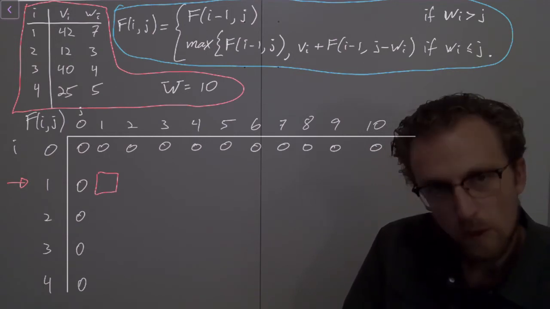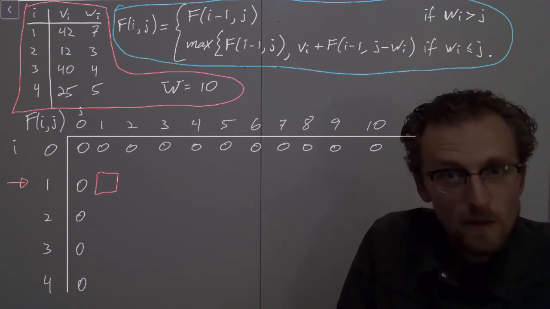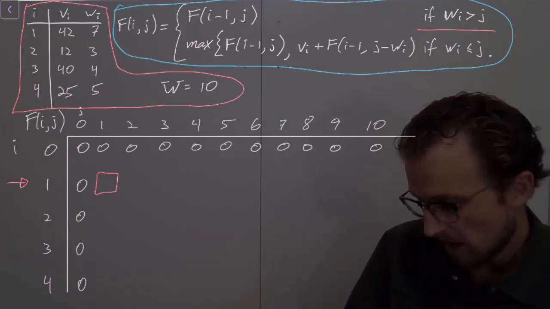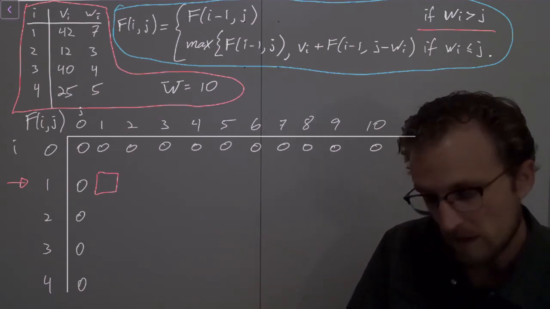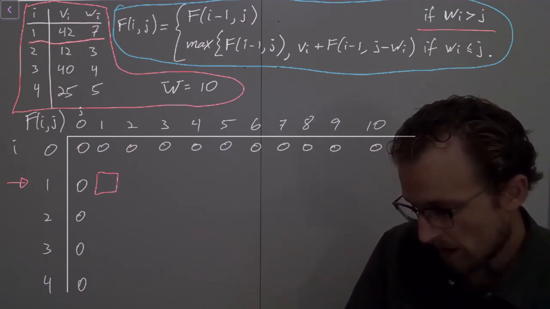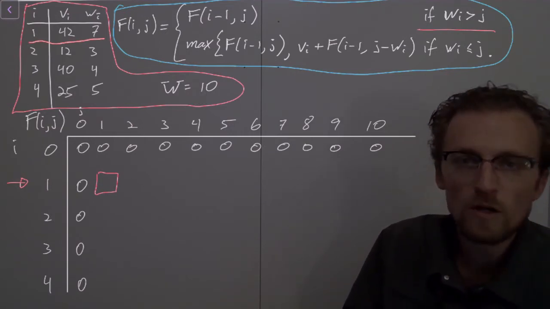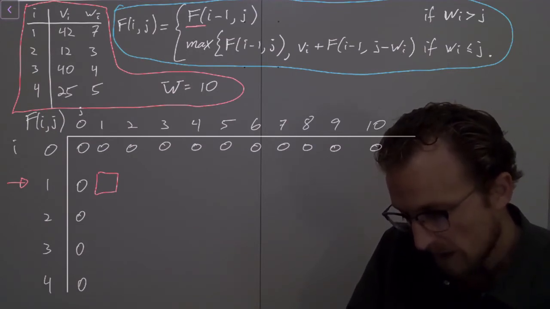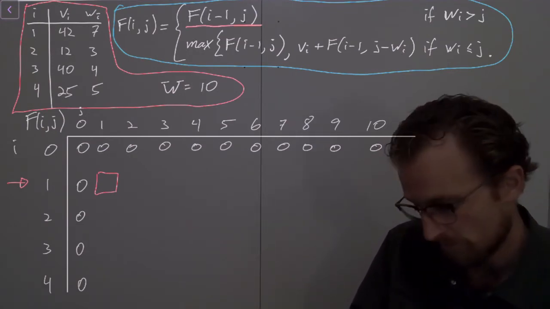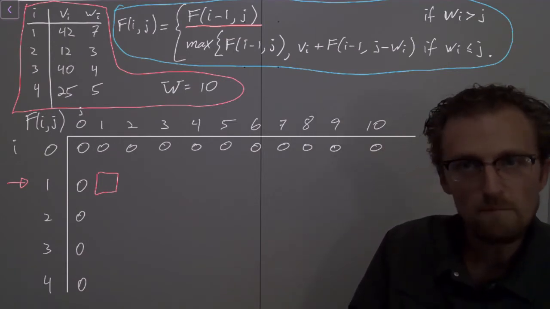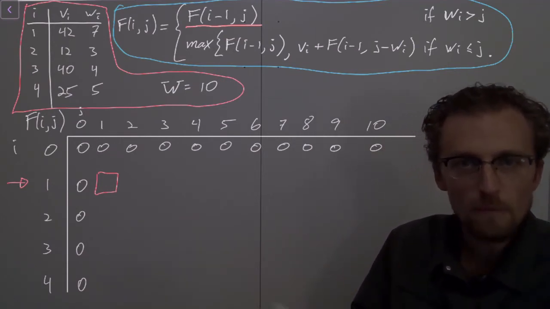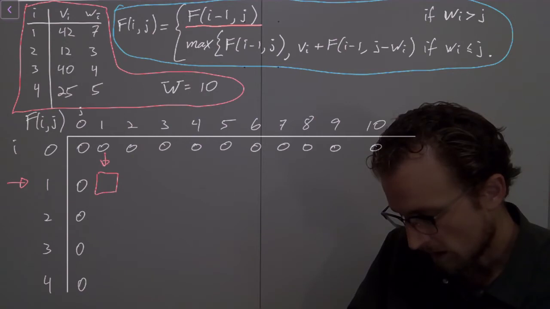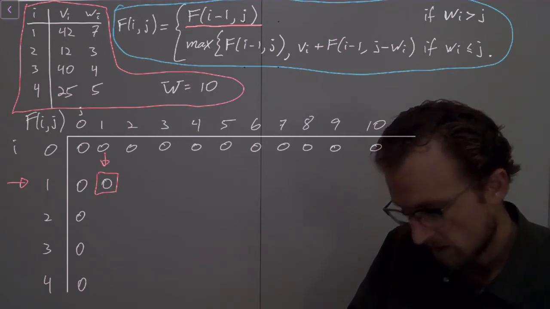The first thing we have to do is check if item one could even fit in a capacity of one. The first step in the algorithm is always, does this item fit? Let's look over at our problem instance to see if it fits in a capacity of one. We've got item one here, which has a weight of seven. So item one won't even fit in a capacity of one. What does that mean? It means we just copy down the thing that's directly above us into this red boxed cell in the table. We subtract one from the index i, and copy it down. So we copy in zero.